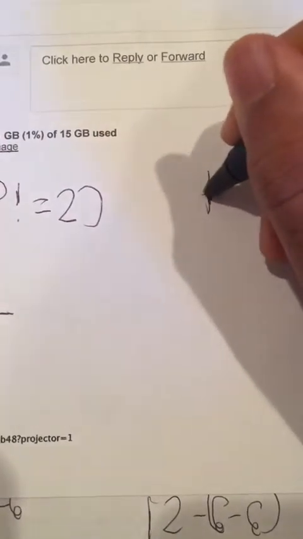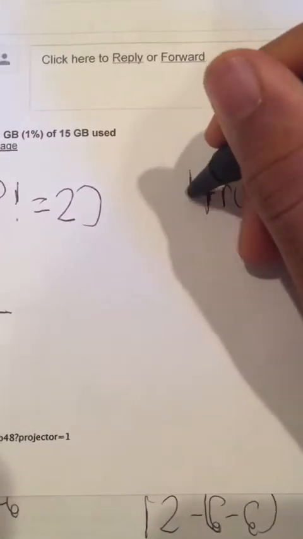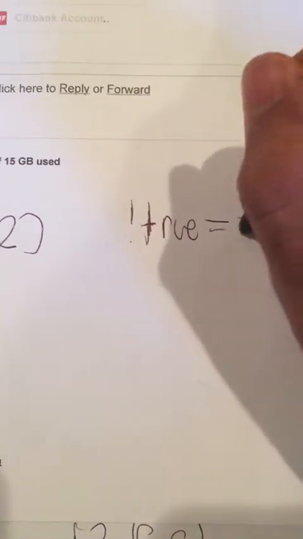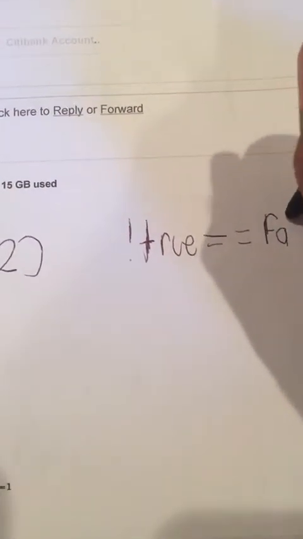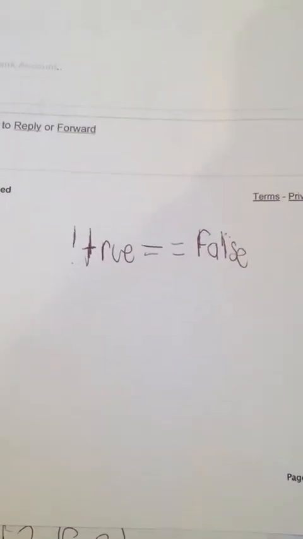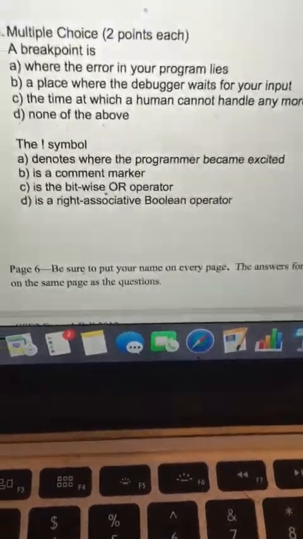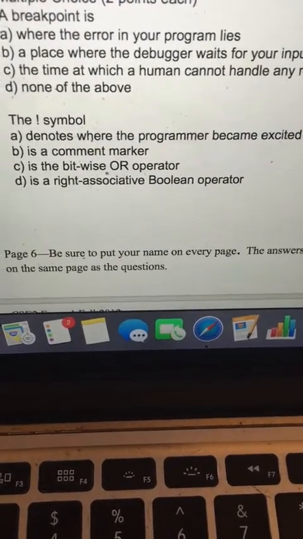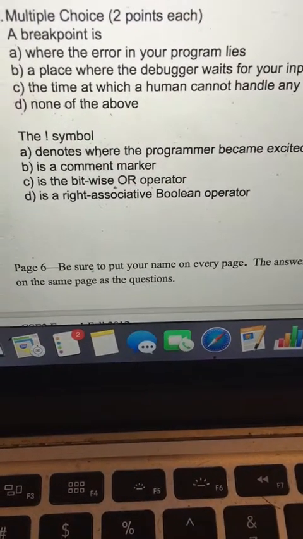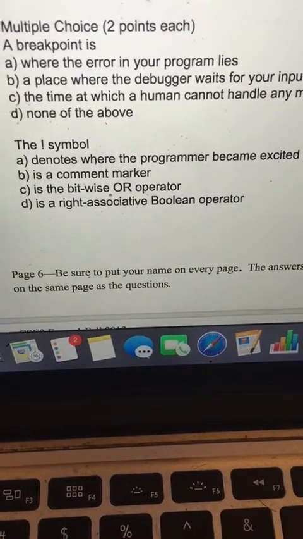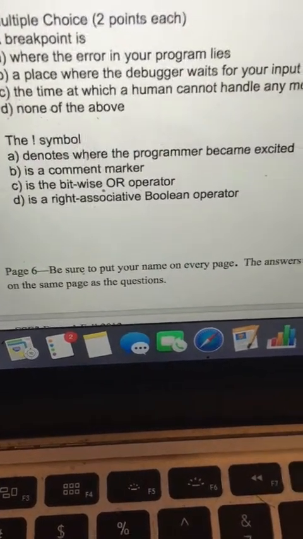Or if I were to write, in general, actually, I should say, exclamation point true equals false. Oops, there we go. Exclamation point true equals false, because it is the not operator. So the options given for the question are, let's go back. The exclamation point symbol denotes where the program becomes excited. No. Is a comment marker. No, a comment is something.